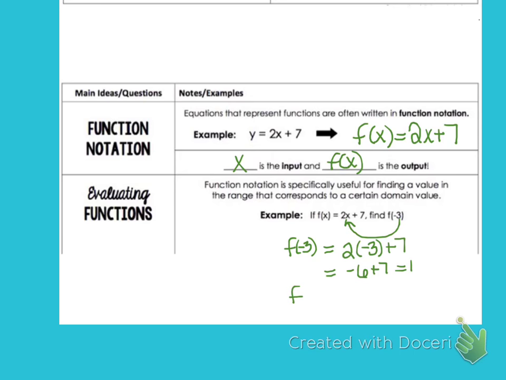And so we would say that f of negative 3 equals 1. And that's just another way of saying the ordered pair negative 3, comma 1. Input was negative 3, and the output turned out to be 1.